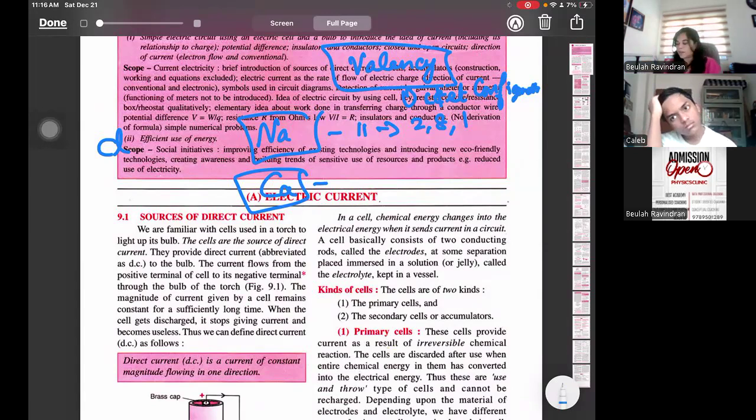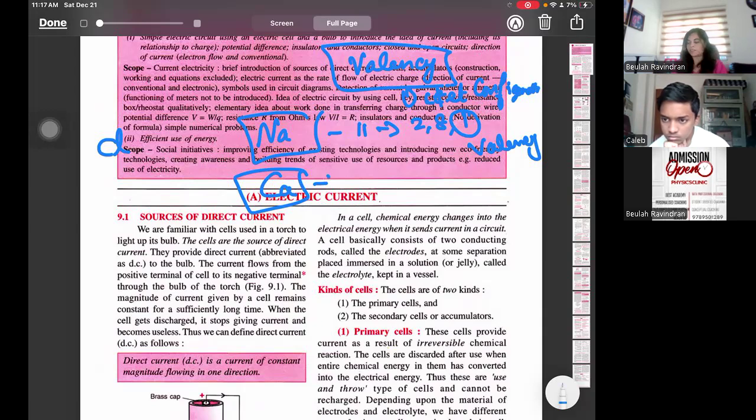So it comprises 2, 8, 1. The third orbit is the outermost orbit. So this one will be the outermost electron, we can say. So this is the valency. The valency of sodium is 1.